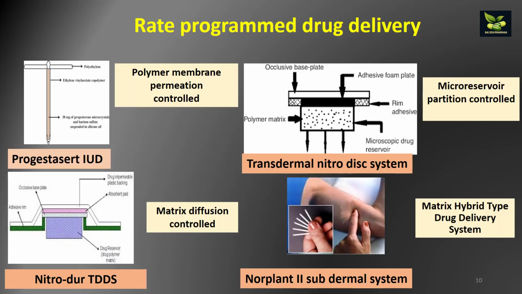See, in this slide we have shown examples for these rate programmed drug delivery. In first it was polymer membrane permeation controlled. Here you can see Progestasert intrauterine device. Then for matrix diffusion controlled, we can see Nitro-Dur transdermal drug delivery system. Then for micro reservoir, you can see Transderm-Nitro system. And for matrix hybrid type, example is Norplant II subdermal system.